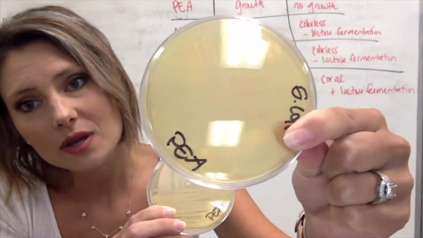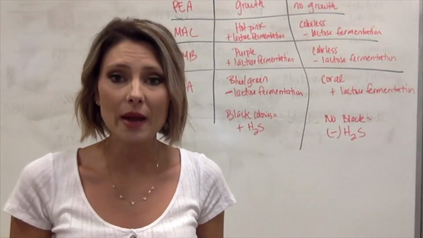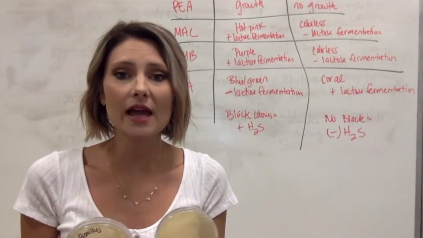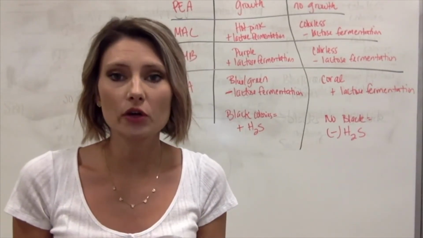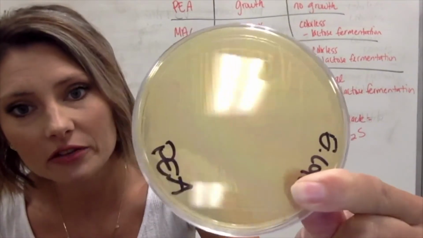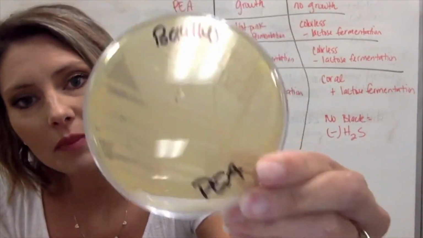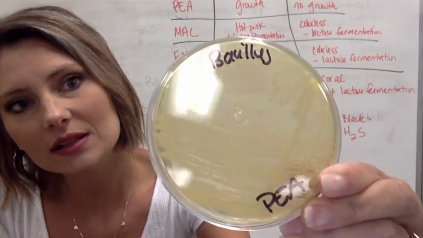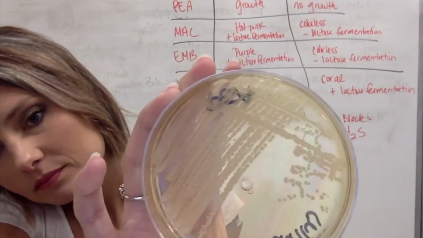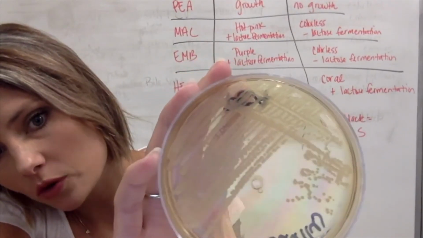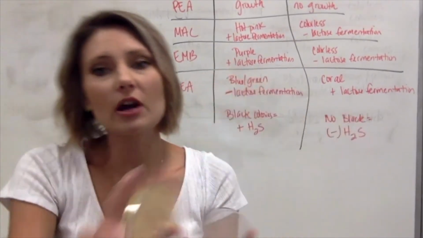So that tells me that E. coli is a gram-negative organism. Remember, PEA is selective for gram-positives. So only gram-positive organisms are going to grow. So E. coli is gram-negative, no growth. Bacillus, however, is a gram-positive organism. So I've got lots of beautiful growth on my plate. Look at that streak plate. It's gorgeous. So that tells me that Bacillus is a gram-positive organism.